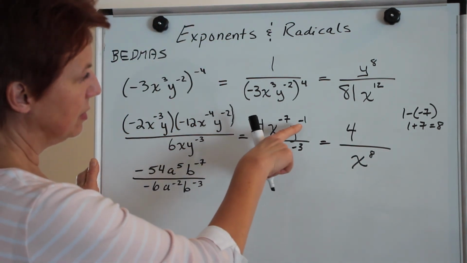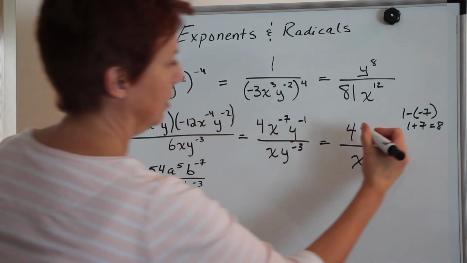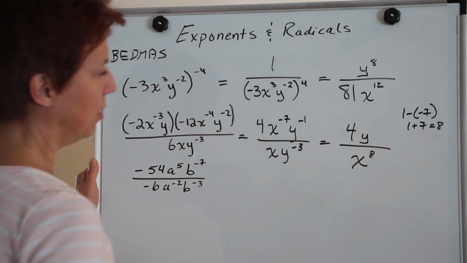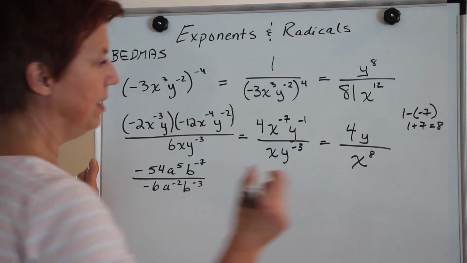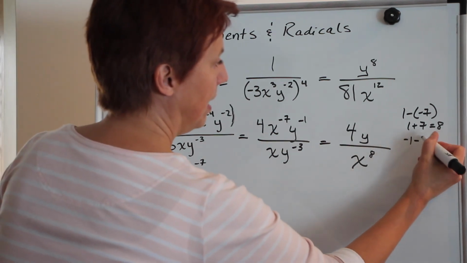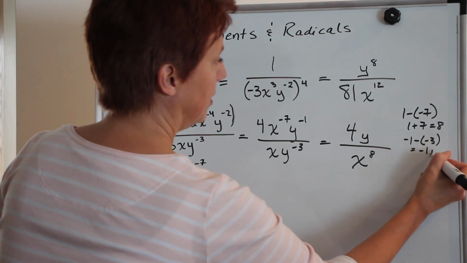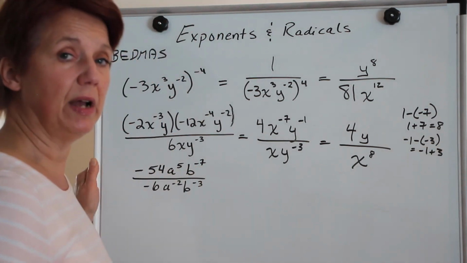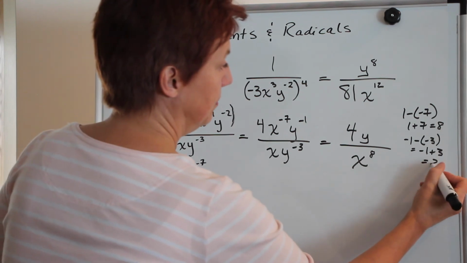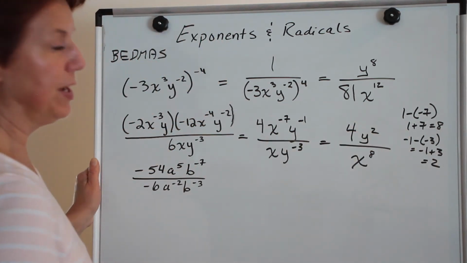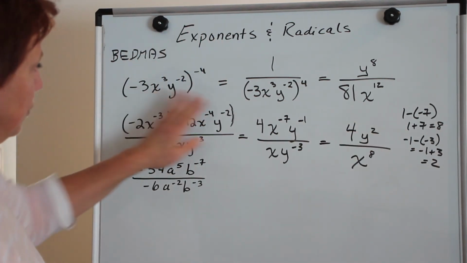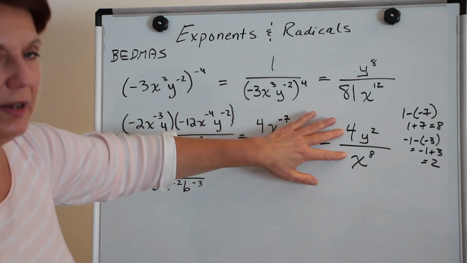And then the larger exponent on y is on top. So let's put the y there. And then we have -1 minus -3, which is -1 plus 3, which is the same as 3 minus 1, which is 2. And boom, you're done. So it looked really big and scary, but look what it simplified down to.